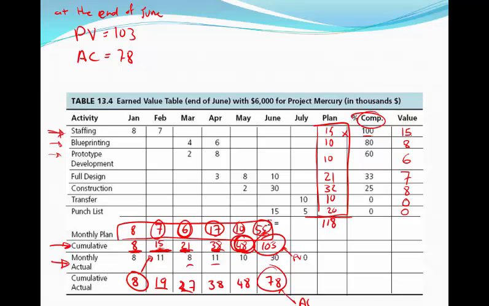Now, so far we've figured out the value we've earned on each of these activities in this project. To figure out the total earned value on the project to date, all we need to do is add up all the earned values we've determined for each activity. So 15,000 plus 8 plus 6 plus 7 plus 8, that should give us a total earned value of $44,000 for the project to date. So this value here is our earned value.